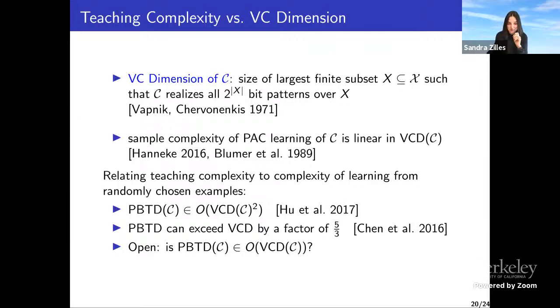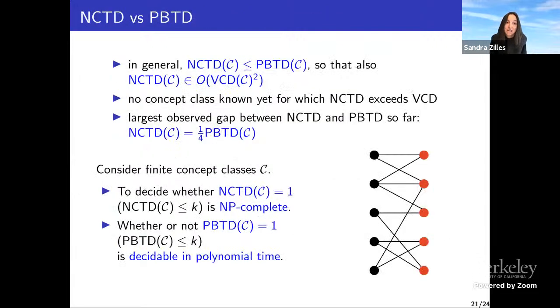I heard just last week, at the ALT conference, somebody told me, "We think we have a proof that the PBTD is at most 2 times the VC dimension." That would be nice, but I'm still waiting to see that proof. The no-clash teaching dimension is obviously less than or equal to the PBTD, because it is the optimal one that is collusion-free in the Goldman-Mathias sense. And so it's also upper bounded by this quadratic function. But we don't know a single class yet where NCTD exceeds VC dimension. So it could even be that VCD itself is an upper bound.